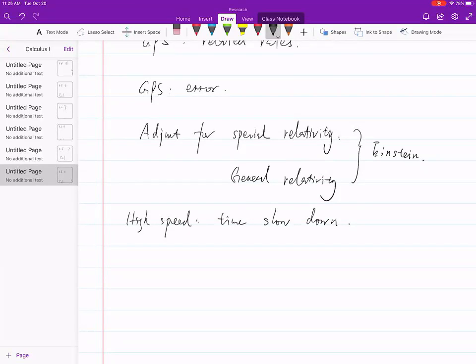Sounds good? So that's actually how we know relativity is true. Time does slow down.